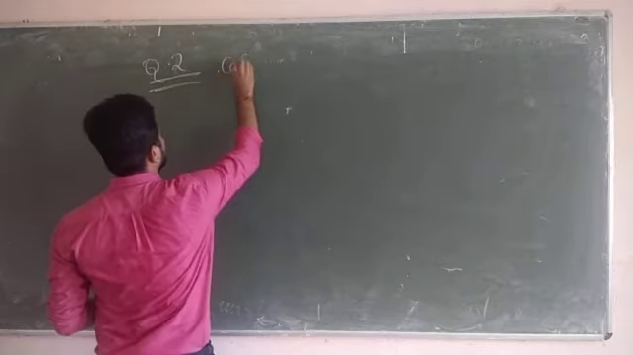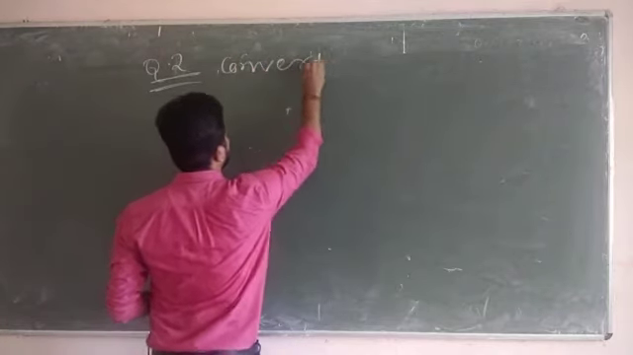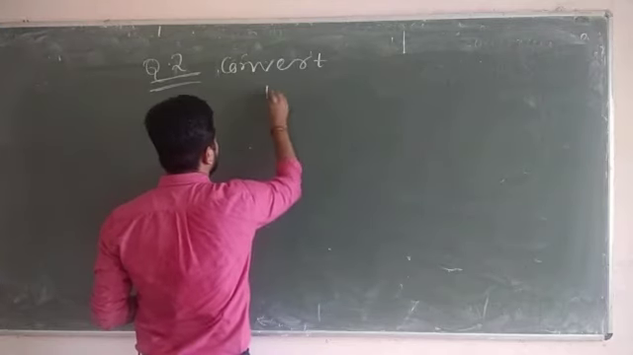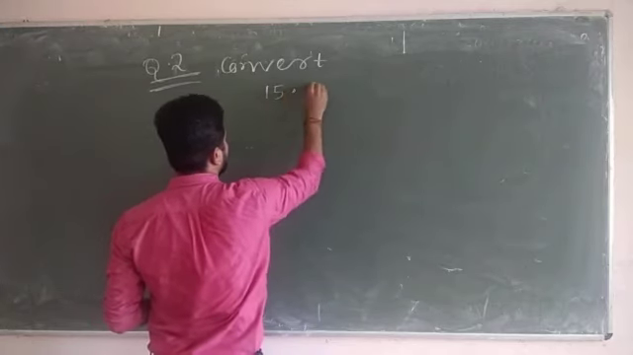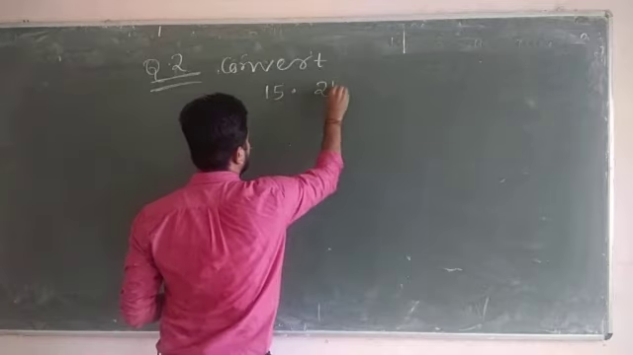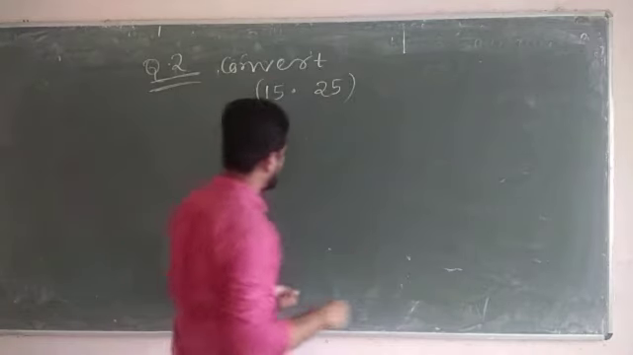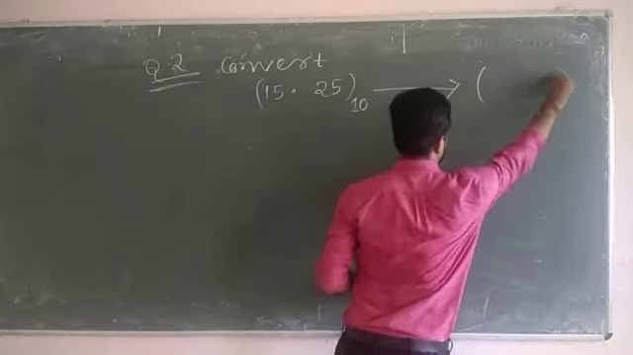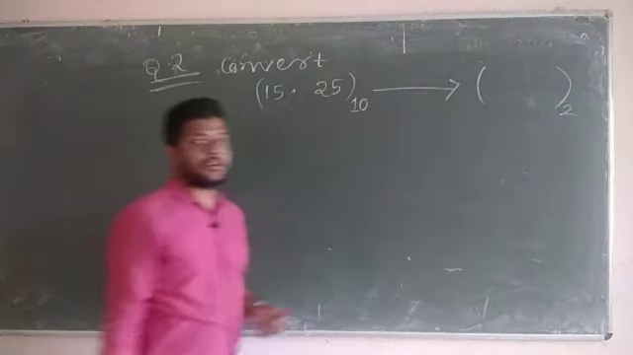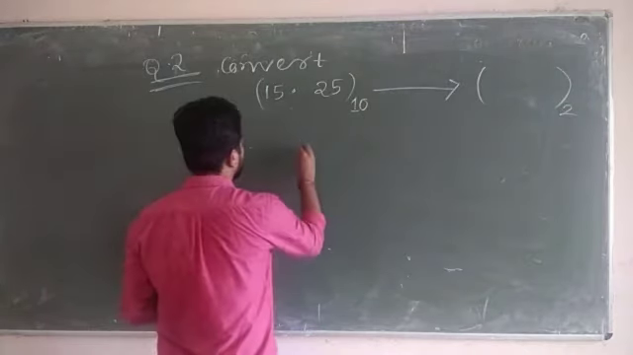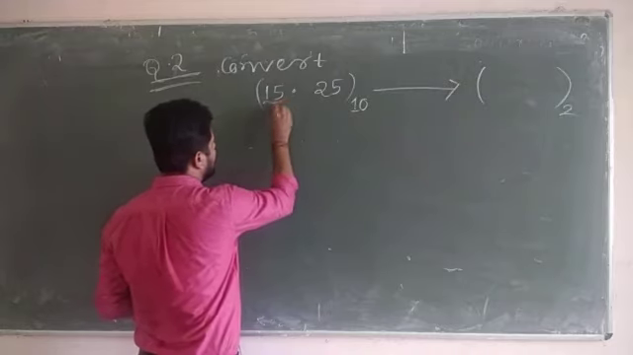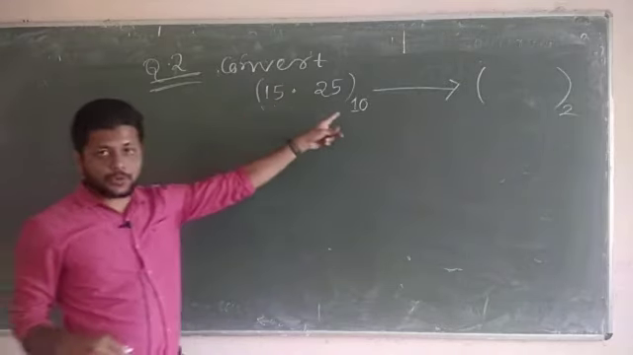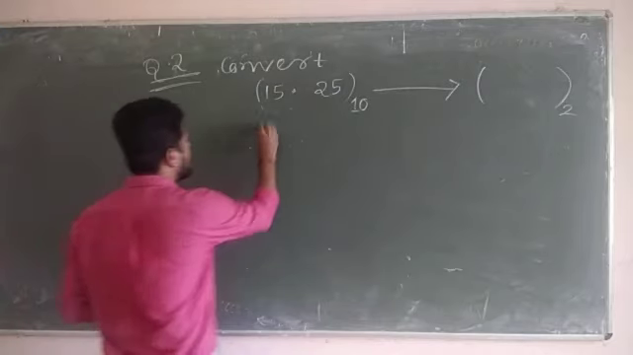Again, the number given is 15.25, which is in decimal. You need to convert it into binary. So how to convert? Don't write here, just observe. This is your integer part and 0.25 is your fractional part. So how to convert the integer part?